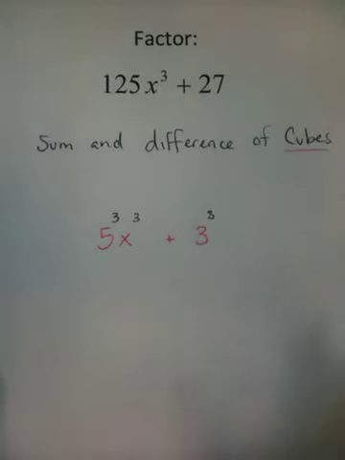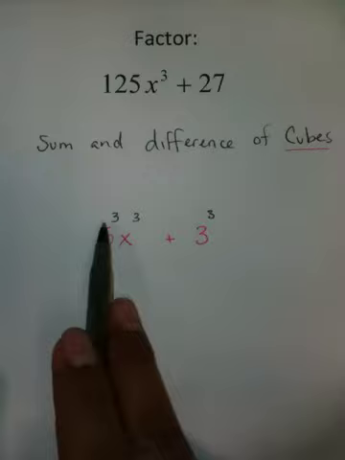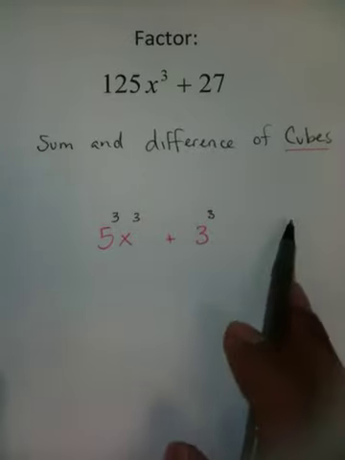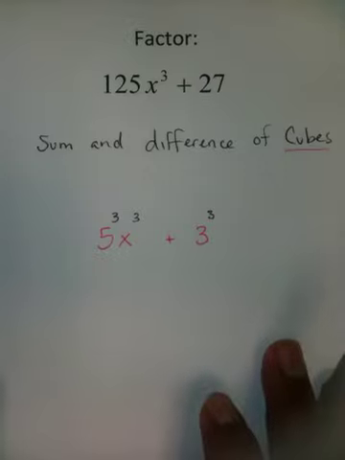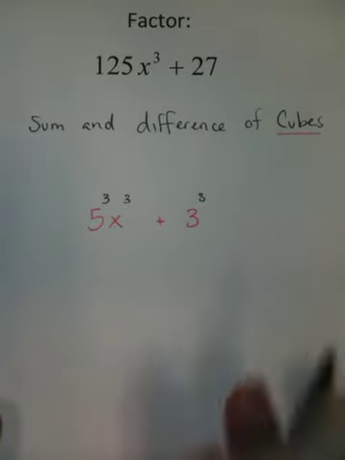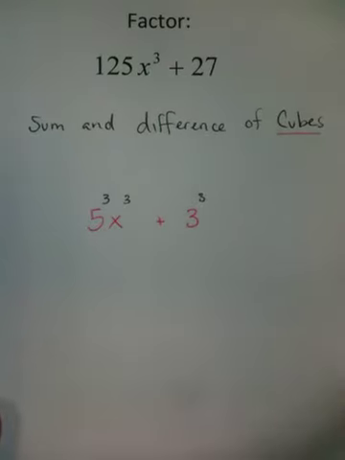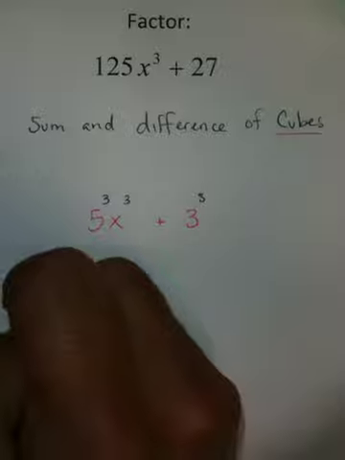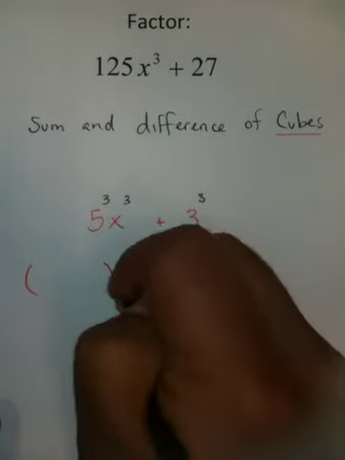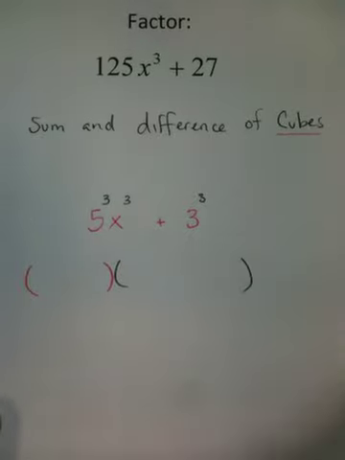Now, if you're going to use the sum and difference of cubes, you need powers of 3. You cannot do this technique unless you have all powers of 3. It's not factorable by this technique. Now, what happens is your answer is going to be broken up into 2 polynomials. One of those polynomials is a binomial. The other polynomial is a trinomial. So it's going to have 3 terms.